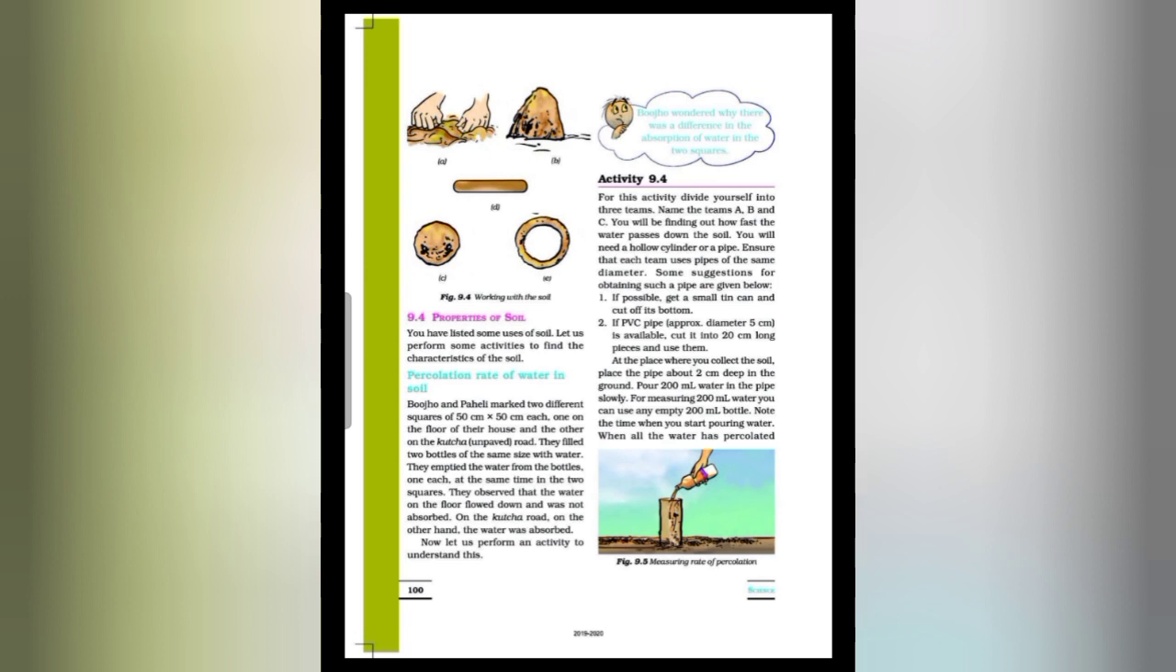So students, now we are going to discuss percolation rate of water in soil. Bujo and Paheli marked two different squares of 50 centimeters each, one on the floor of their house and the other on the kacha road. They filled two bottles of the same size with water. They emptied the water from the bottles, one each, at the same time in the two squares. They observed that the water on the floor flowed down and was not absorbed. On the kacha road, on the other hand, the water was absorbed. So to understand this phenomenon, we have to perform one activity.